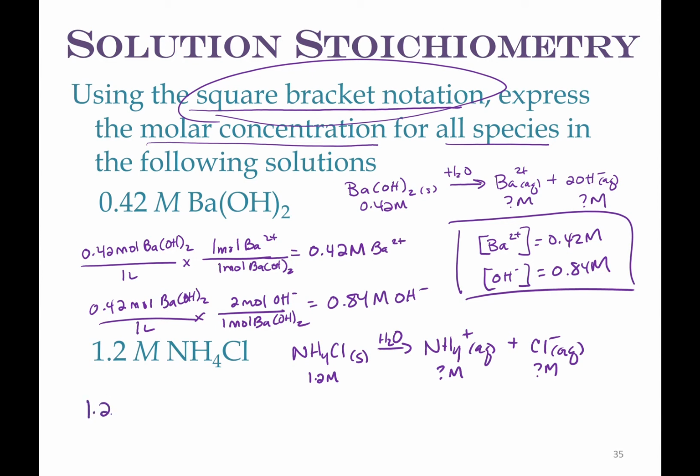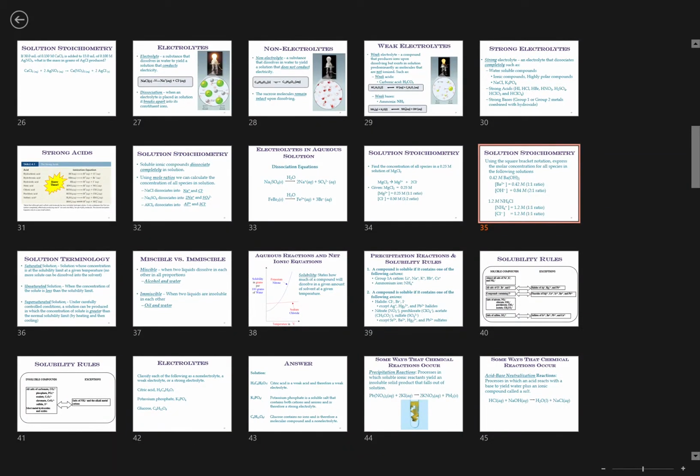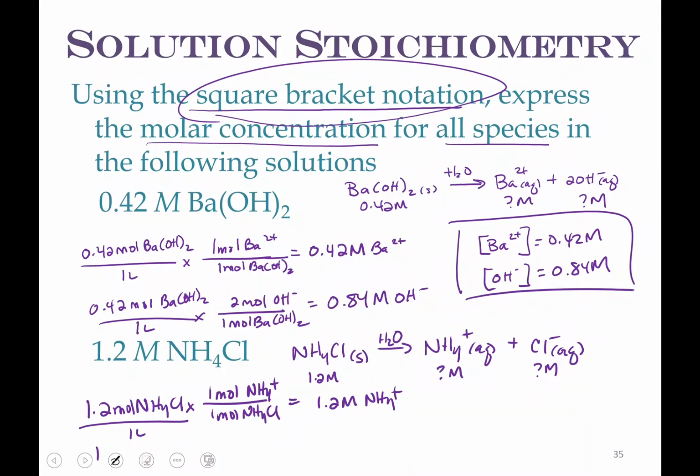Here we have 1.2 molar ammonium chloride. Now I'm going to do what I've been doing here and write moles over 1 liter. So for every 1 mole of ammonium chloride that reacts, we get 1 mole of ammonium ions. So 1.2 molar NH4 plus. Running out of room. I'm going to go over here: 1.2 moles of NH4 plus, from NH4Cl, divided by 1 liter.